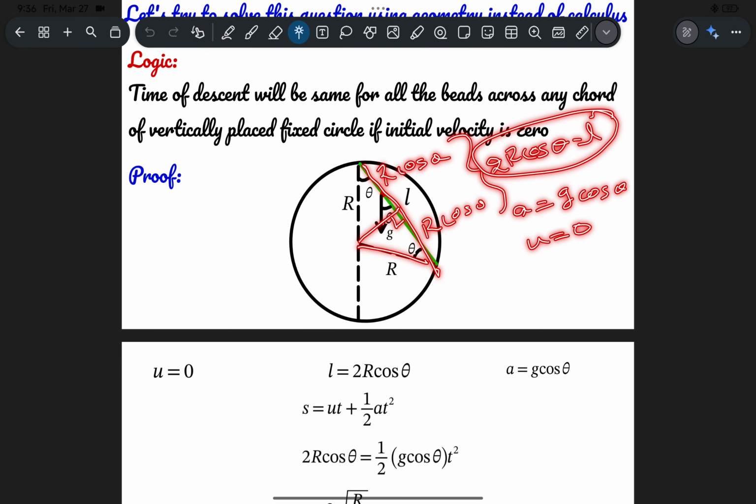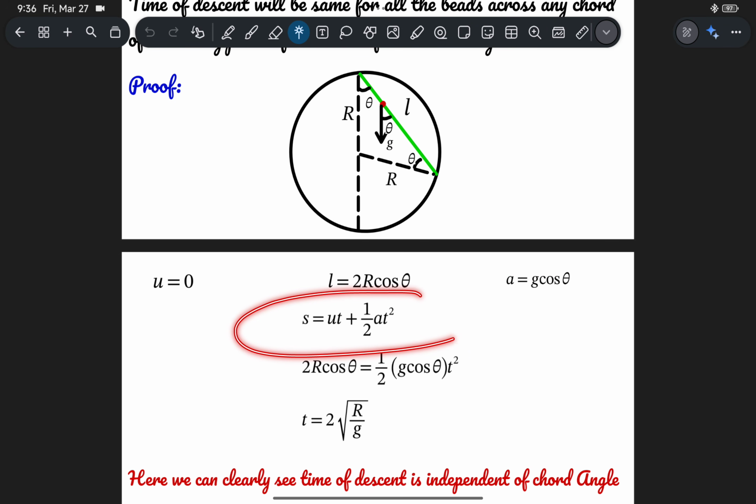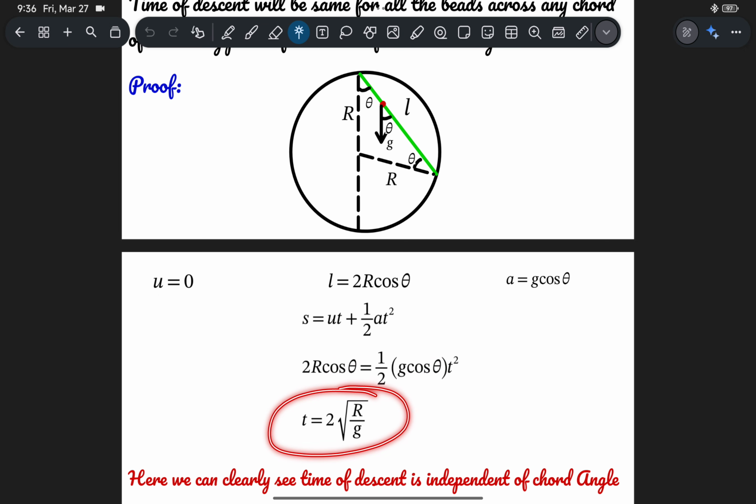u is 0, so I can use my equation of motion, as acceleration is constant both in magnitude and direction here. I'm writing s equals ut plus half a t square. The s value is 2r cos theta, which is the length of the chord, and half g cos theta t square. Cos theta gets cancelled, and we get t as 2 root r by g. This is the time taken by the bead to reach from here till here, and if you observe carefully, this is independent of theta. That is the result that will help us solve the question we are discussing now.